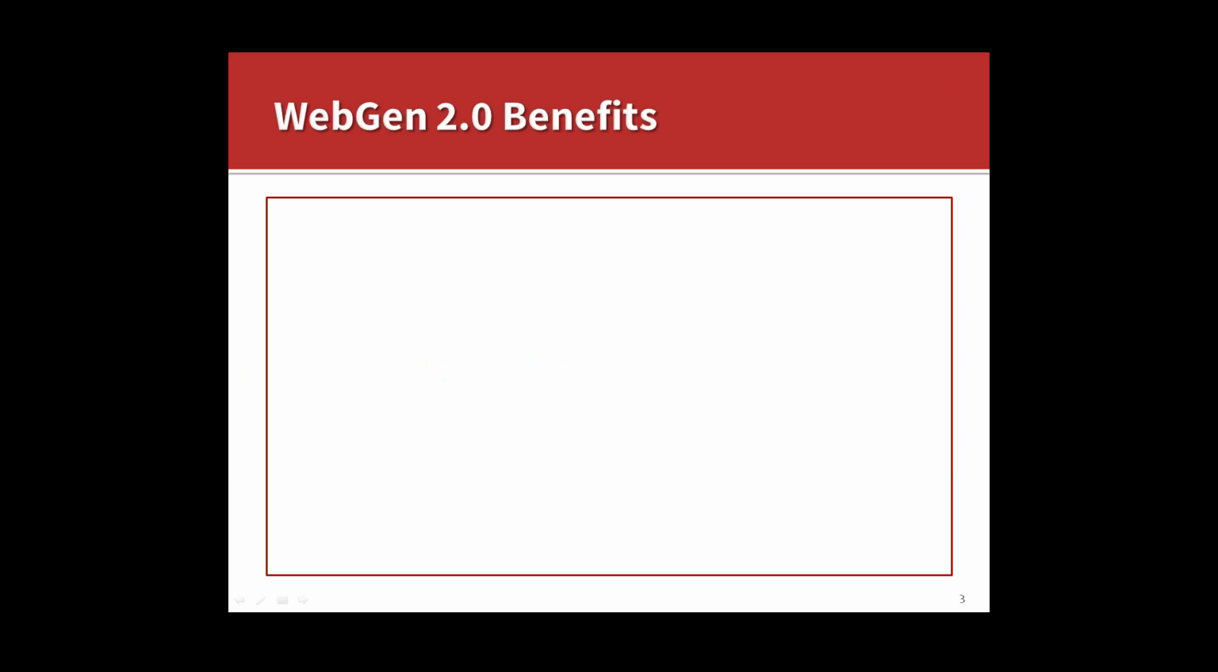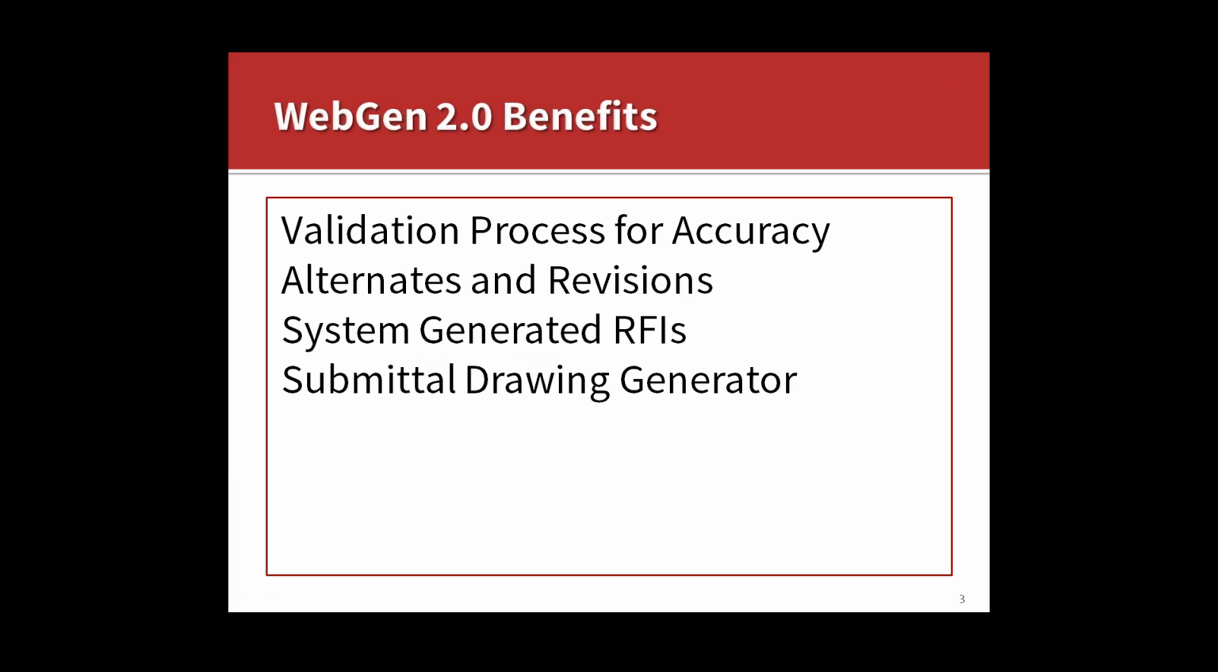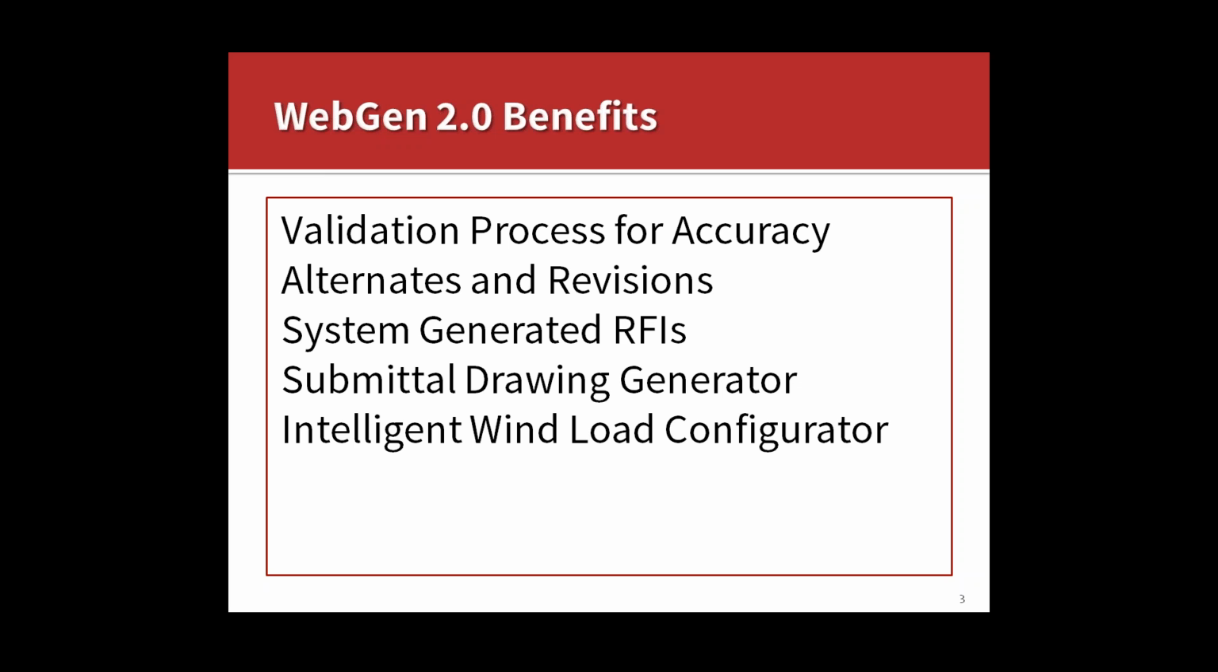The WebGen 2 pricing system has many features and benefits, including an advanced validation process that guarantees the accuracy of your selections, the ability to create alternates and revisions within the same estimate number, system-generated RFIs, a submittal drawing generator that delivers your drawings to your email within minutes, and an intelligent window configurator.